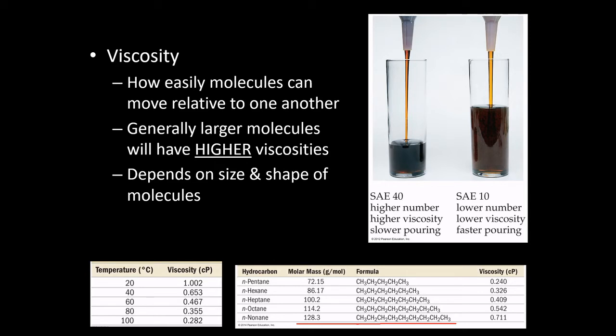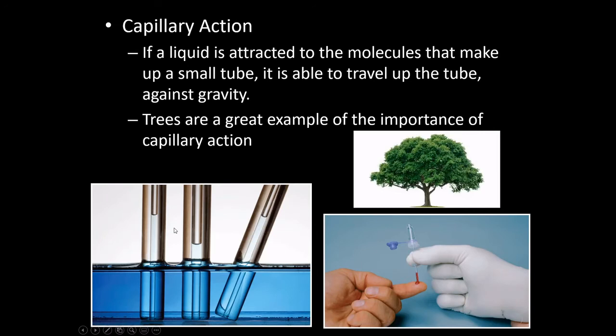If you have cold oil, it'll still pour, but it's very deliberate, very slow pouring. Whereas if it's warm, it shoots out of there like water, essentially. So the higher the temperature, the lower the viscosity, the faster it moves. Capillary action is the same way. This is another physical property that we see that is dependent on intermolecular forces.